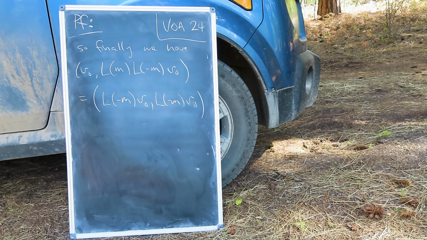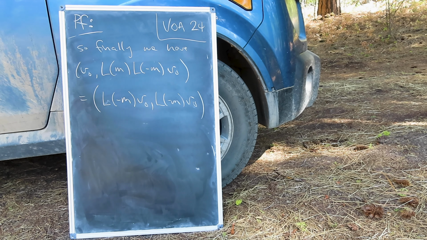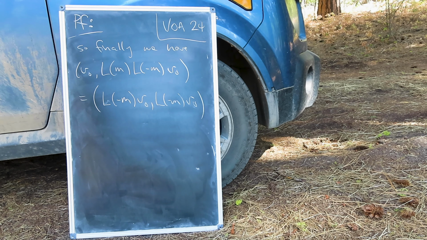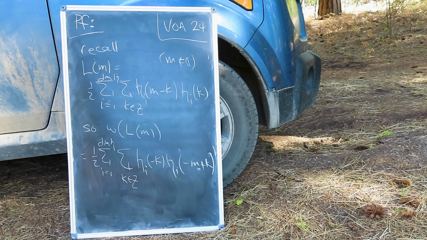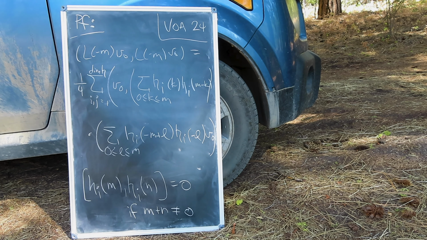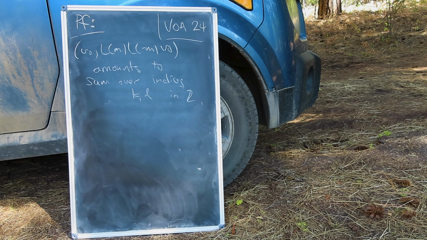So finally, we essentially have the product of L of minus m on v with itself, with m not equal to 0. To that end, we first compute L of minus m using the involution omega. This affords a representation in terms of two finite products of h sub i pairs, because h of m operators commute with one another when their degrees don't add to 0. This amounts to a sum over indices k and l.